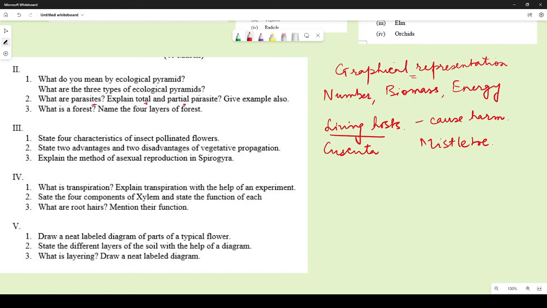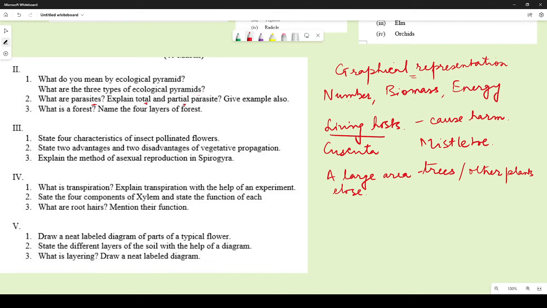Now let us talk about what is a forest. We discussed this, that a forest is a large area. It needs to be large. It is not a small area. It is a large area which is covered by trees and other plants that grow pretty close to each other, right? So that is what constitutes a forest.